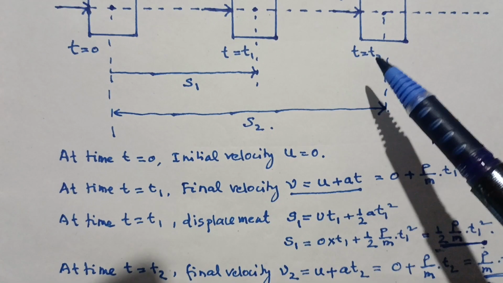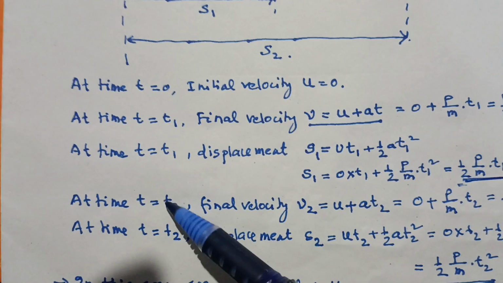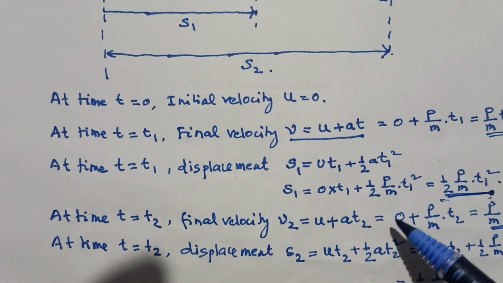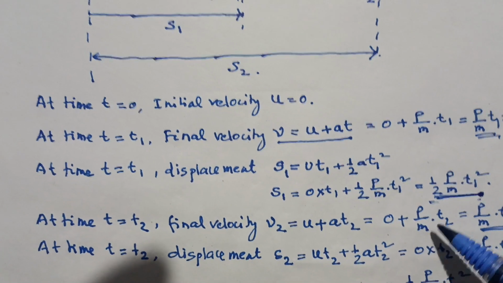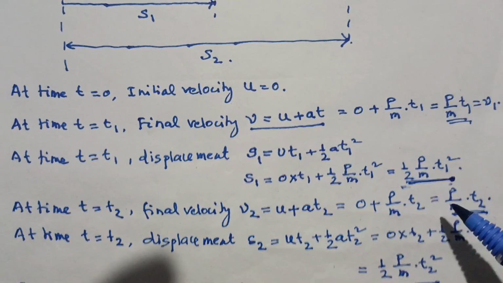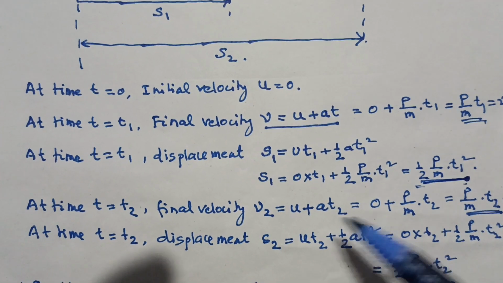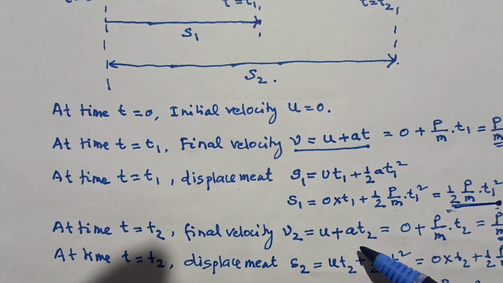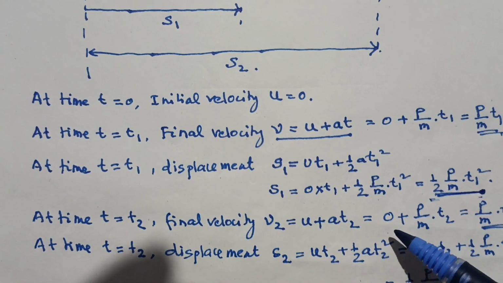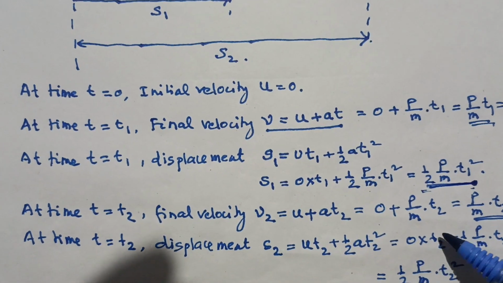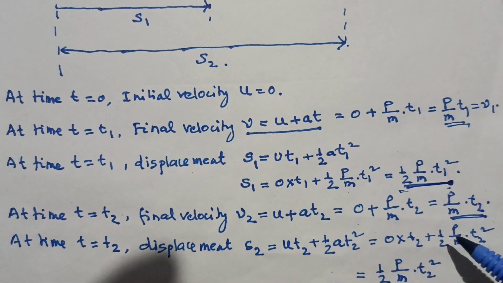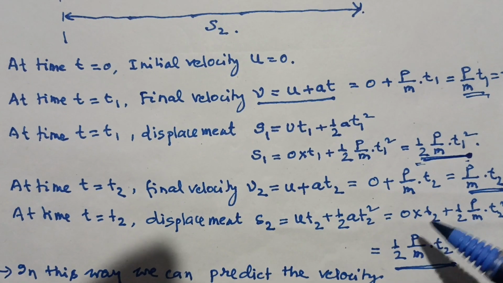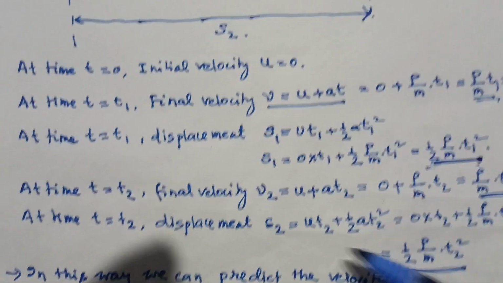Similarly, at some other time t equal to t2, the final velocity v2 will be u plus a t2, which equals 0 plus P by m into t2, and that comes out to P by m into t2. Similarly, at time t equal to t2, displacement s2 equals u t2 plus half a t2 square, which equals 0 into t2 plus half P by m into t2 square, and it comes out to be half P by m into t2 square.